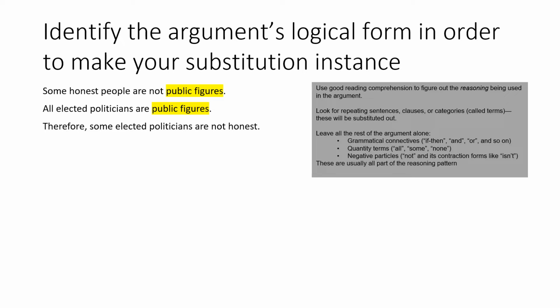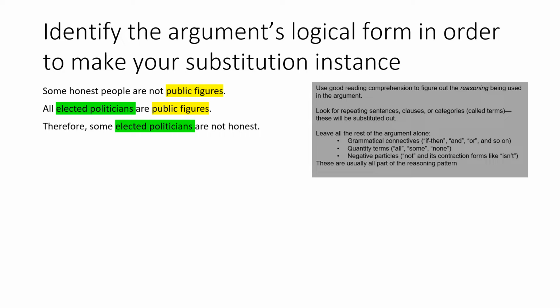So here's a repeated phrase, public figures. It shows up twice in the argument, and I've got it highlighted in yellow just to indicate that it's that same phrase, public figures, that's being repeated twice, once in the first premise and once in the second premise. And here's another repeated phrase, elected politicians. Now, I've used a different color here to highlight it because it is a new repeated phrase, and I want to remind myself that it's a different phrase than public figures.